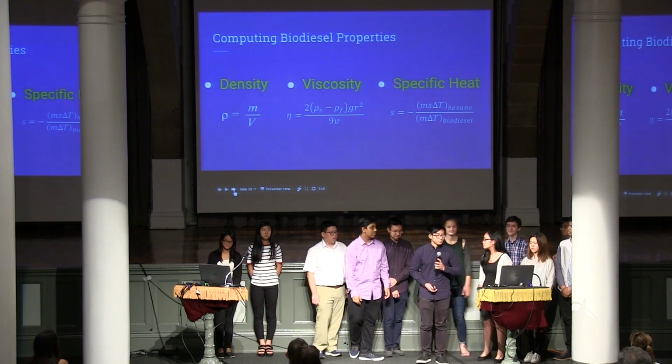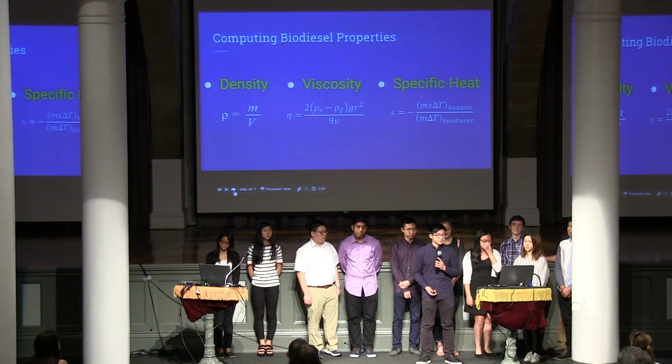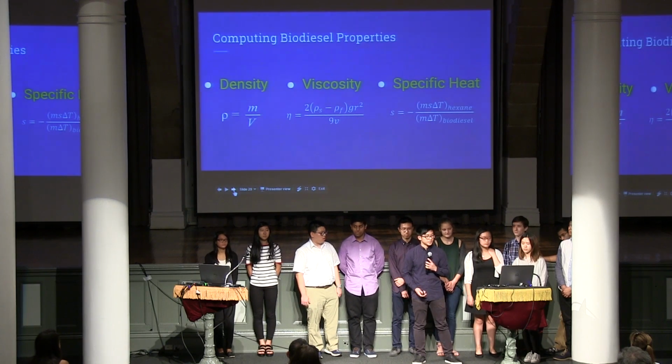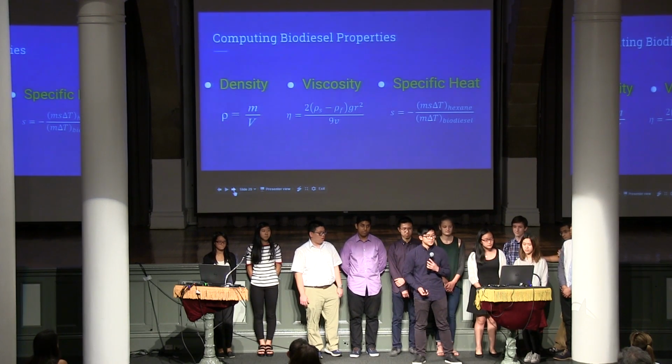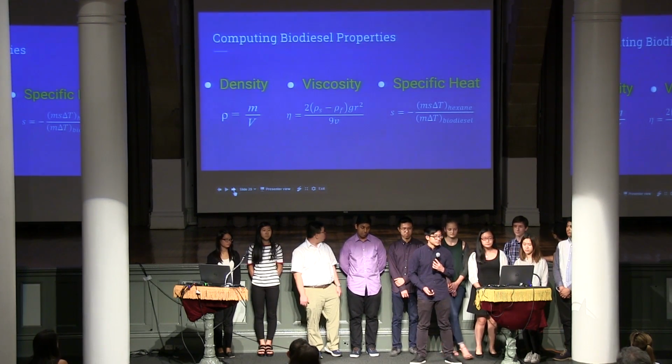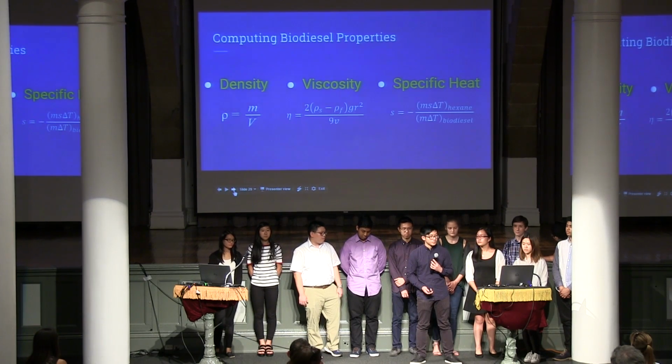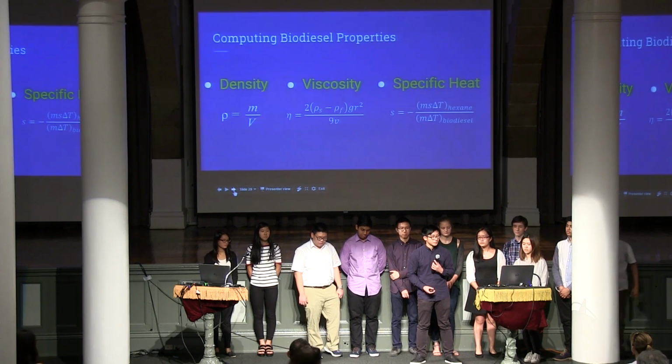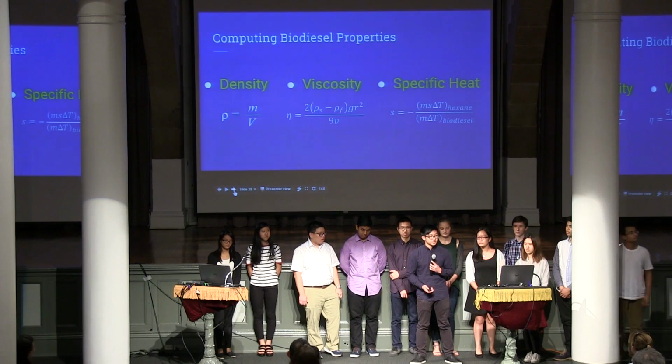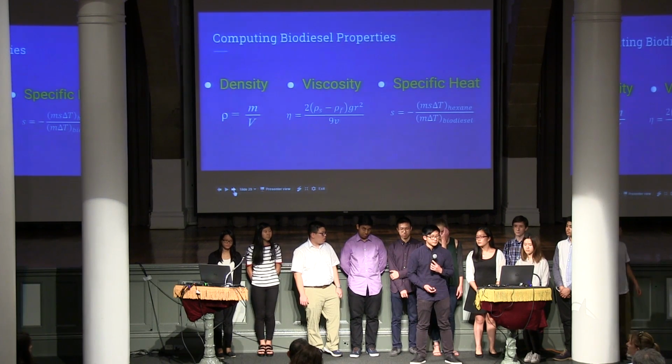All right, so when we wanted to figure out which one was the best biodiesel, we had to measure some specific properties like density, viscosity, and specific heat. So you can see that density is equal to mass over volume. We just weighed the biodiesel, and we found the volume of it to divide and get density.